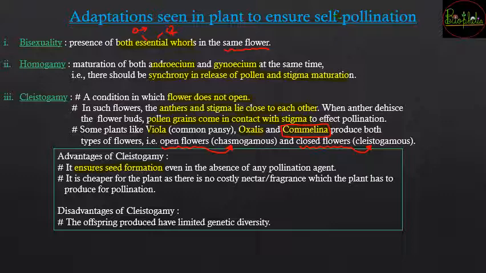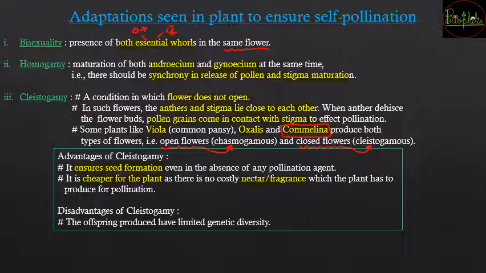Second advantage is that it would be much cheaper for the plant. Cheaper in the sense that the plant doesn't have to use its energy for nectar or fragrance sources, because those plants are using pollinating agents. They need to provide fragrance or nectar to attract some pollinating agents. So if bud pollination is happening, that is if the flowers are cleistogamous, then the plant doesn't need to produce any sort of nectar. So the energy of the nectar-making process would be saved and that would be a benefit for the plant.